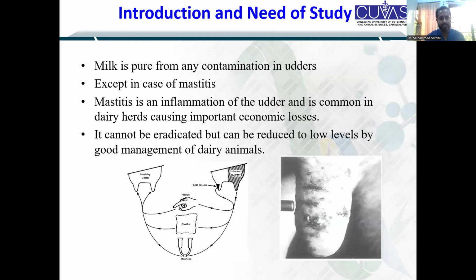What is mastitis? Mastitis is an inflammation of the udder and is common in dairy herds, causing important economic losses. So it cannot be eradicated, but it can be reduced to a low level by good management of dairy animals, as it shows in the figures.